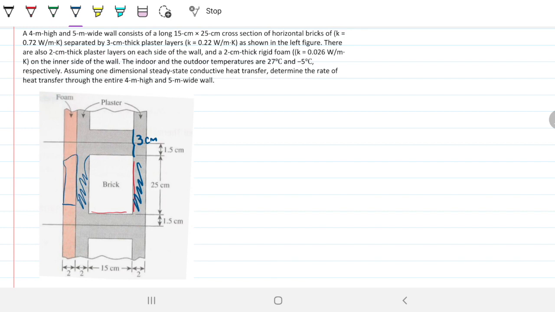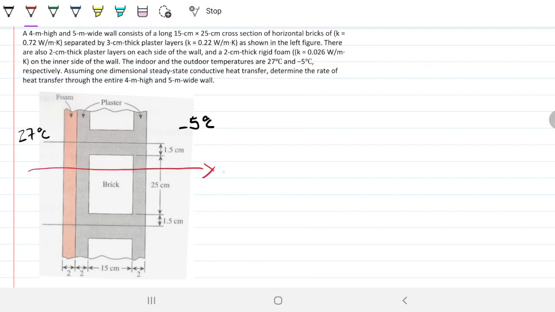The indoor and the outdoor temperatures are 27 and minus 5 Celsius. So since we know the foam is on the inside from what we just read, that's going to be 27 indoor and minus 5 outdoor. Which means that we can already know that Q is going from this side to this side here, right? It's one thing we know already.